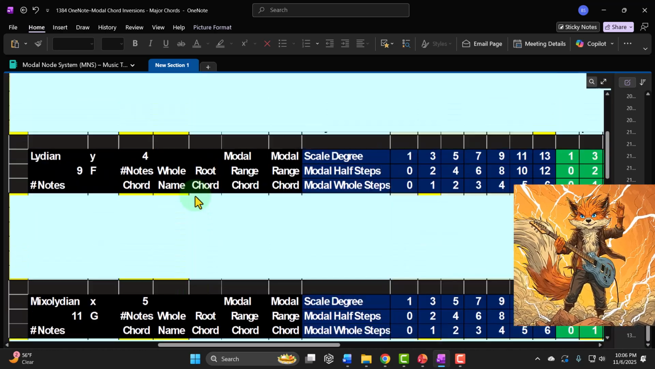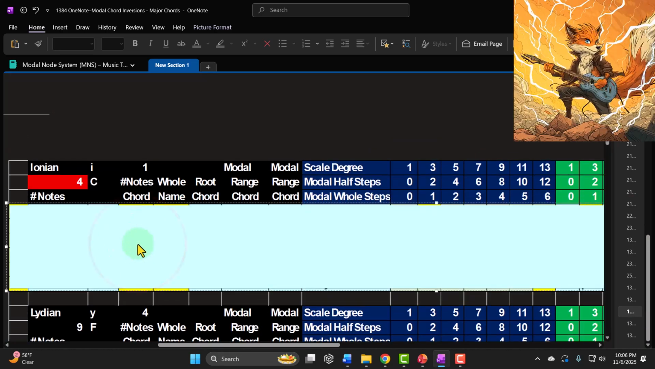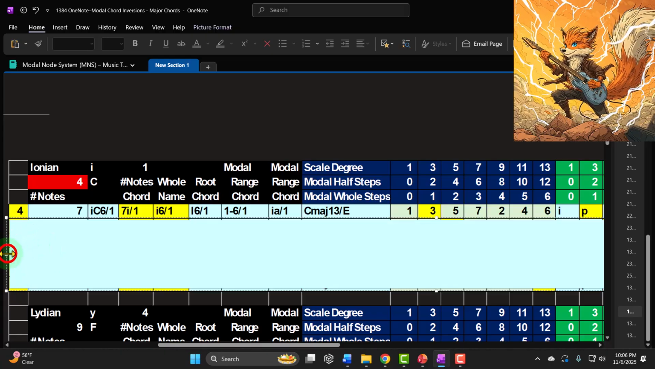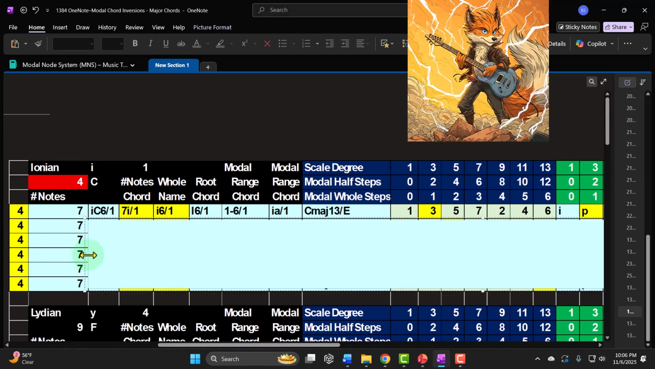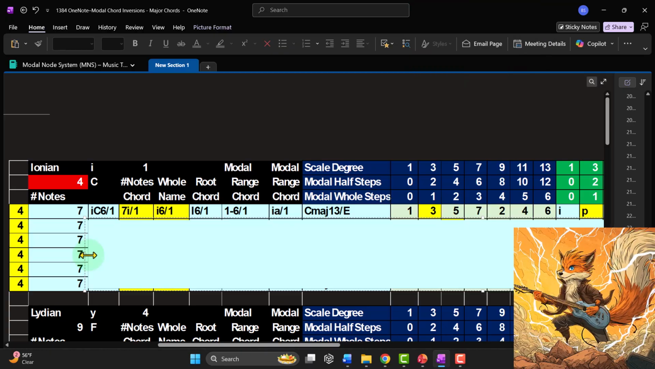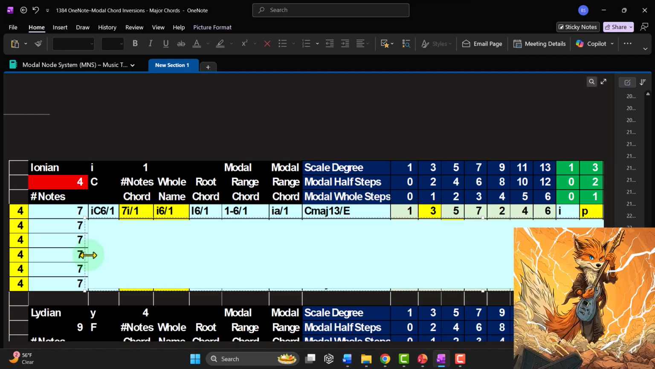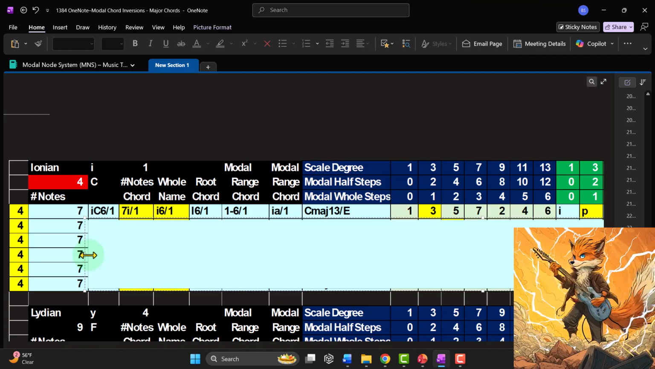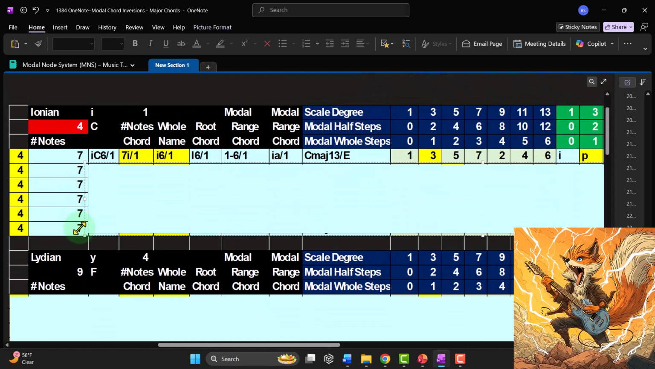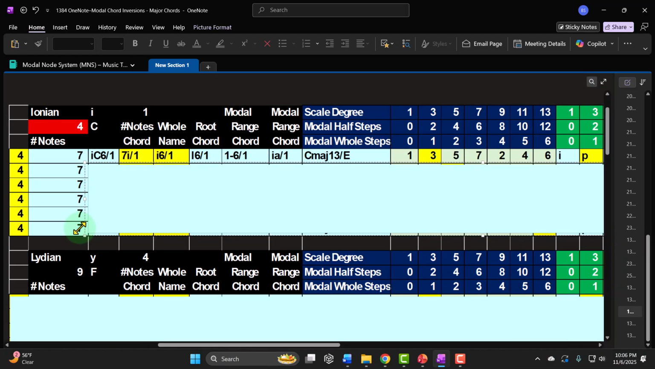So that's going to be the idea. If we go up top and look at our system, we're going to be looking at all 7-note chords. We're going to build the longest, most complex chord off of each of the nodal points, starting with just the major nodal points, meaning chords built off of the Ionian node, the Lydian node, and the Mixolydian node.